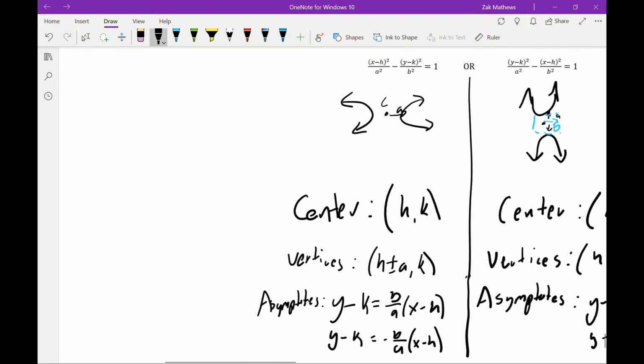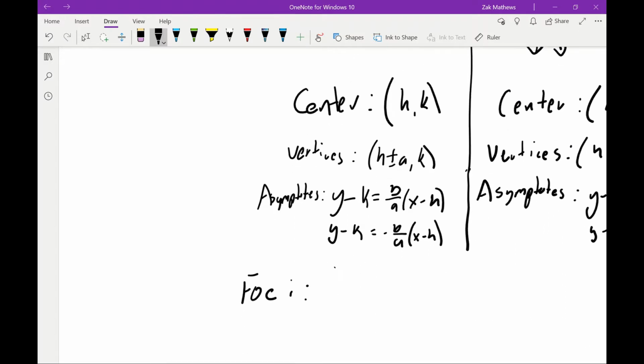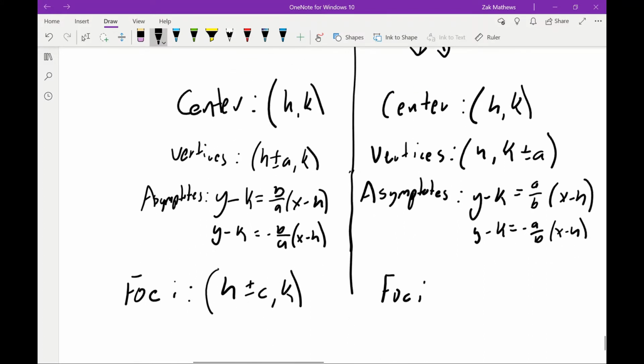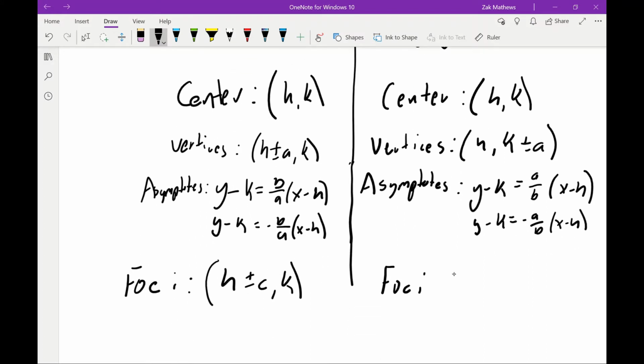If we think about the foci for the one that opens left and right, the foci will be here and here. So we're changing the x-coordinate. So we'd have h plus or minus c, comma k. And then for the one opening up and down, we're changing the y-coordinate, same way we did with the vertices. So we'd have h, comma k plus or minus c.